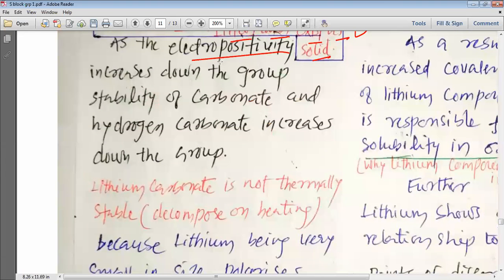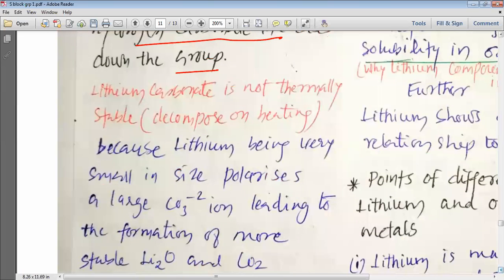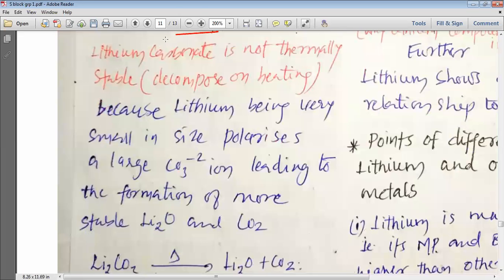As the electropositivity increases down the group, the stability of carbonate and hydrogen carbonate increases down the group. So as the atomic number increases, if you go down the group, the stability of carbonate and hydrogen carbonate increases. Lithium carbonate is not thermally stable and decomposes on heating.